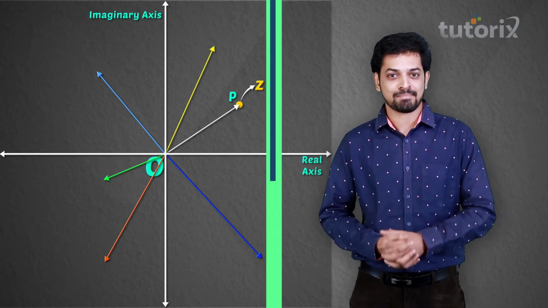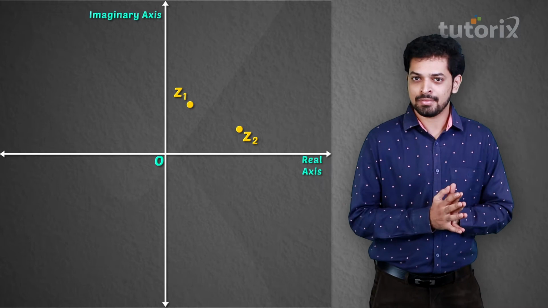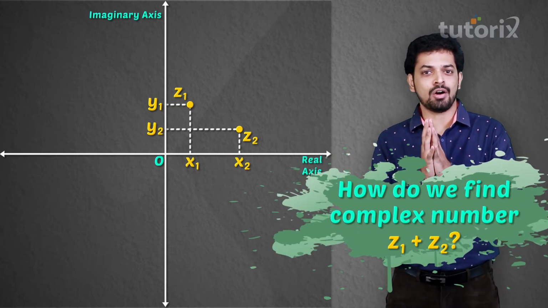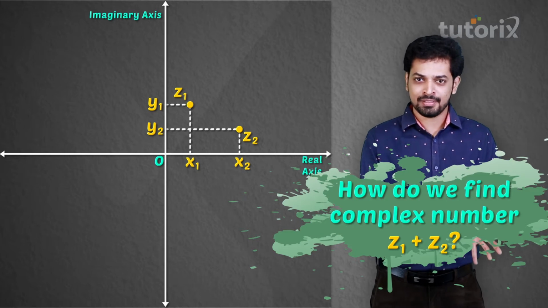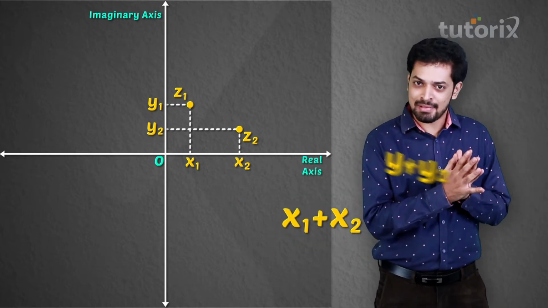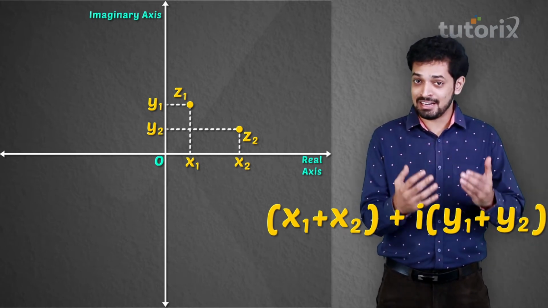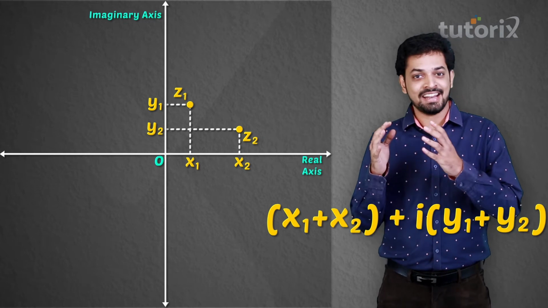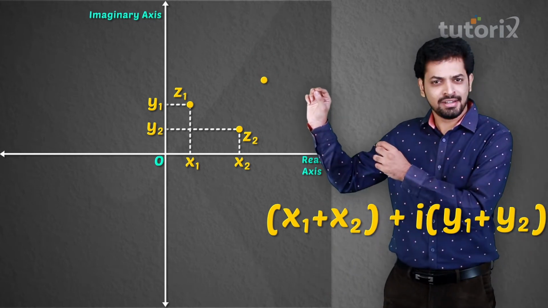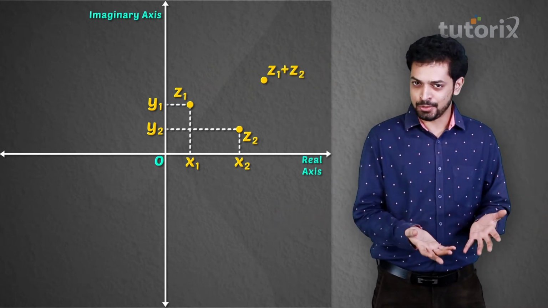Argand plane. Now say we have these two complex numbers z1 and z2 in the Argand plane, with some known real parts and imaginary parts. Now, how do we find the complex number z1 plus z2? Well, from the general form, we know that we have to add the real parts separately and the imaginary parts separately. So z1 plus z2 will have a real part x1 plus x2 and an imaginary part y1 plus y2. So it should be this point somewhere here, right? And this point gives me z1 plus z2.